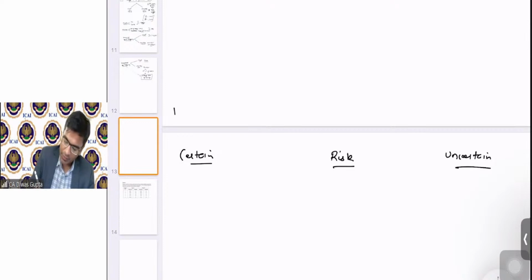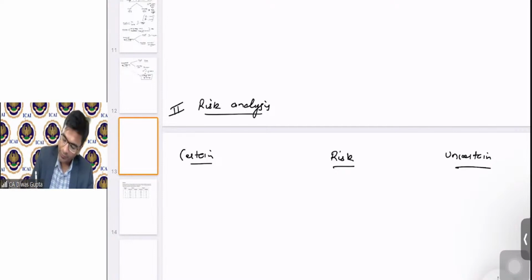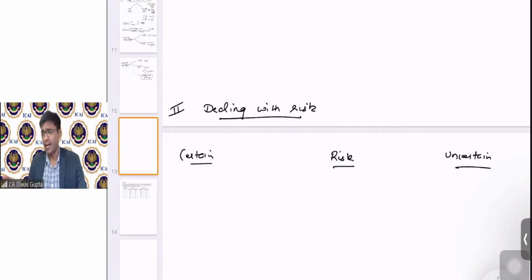So I can mention here the second broad topic, risk analysis. Or let's say dealing with risks. I'll use the same notes, dealing with risk. We will come to each and every term here. What do you mean by risk? How to evaluate that risk? How to integrate that risk in our capital budgeting decision. Okay. So I have put three terms here, students. One is certain, second is risk, and third is uncertain.